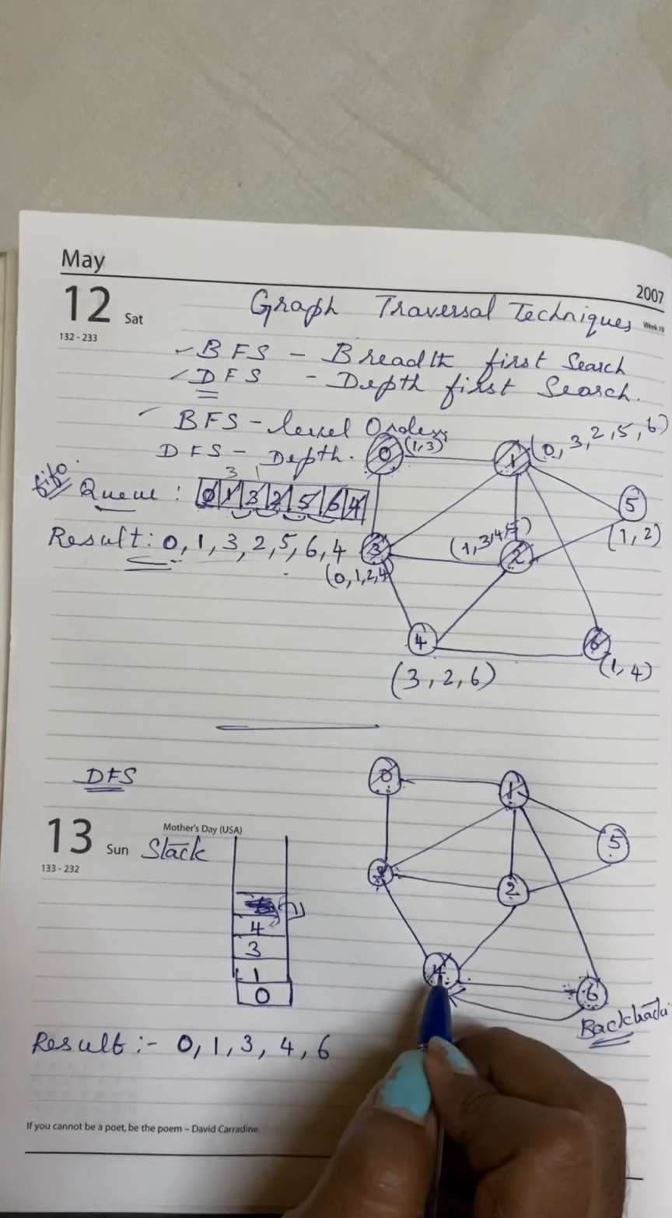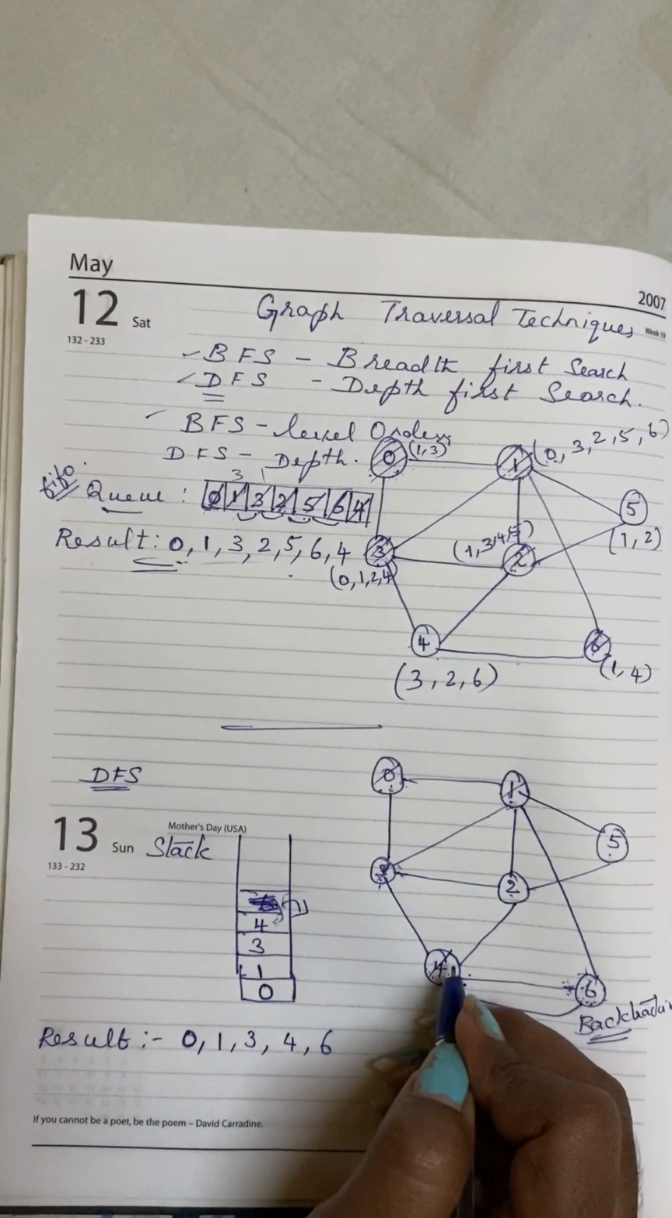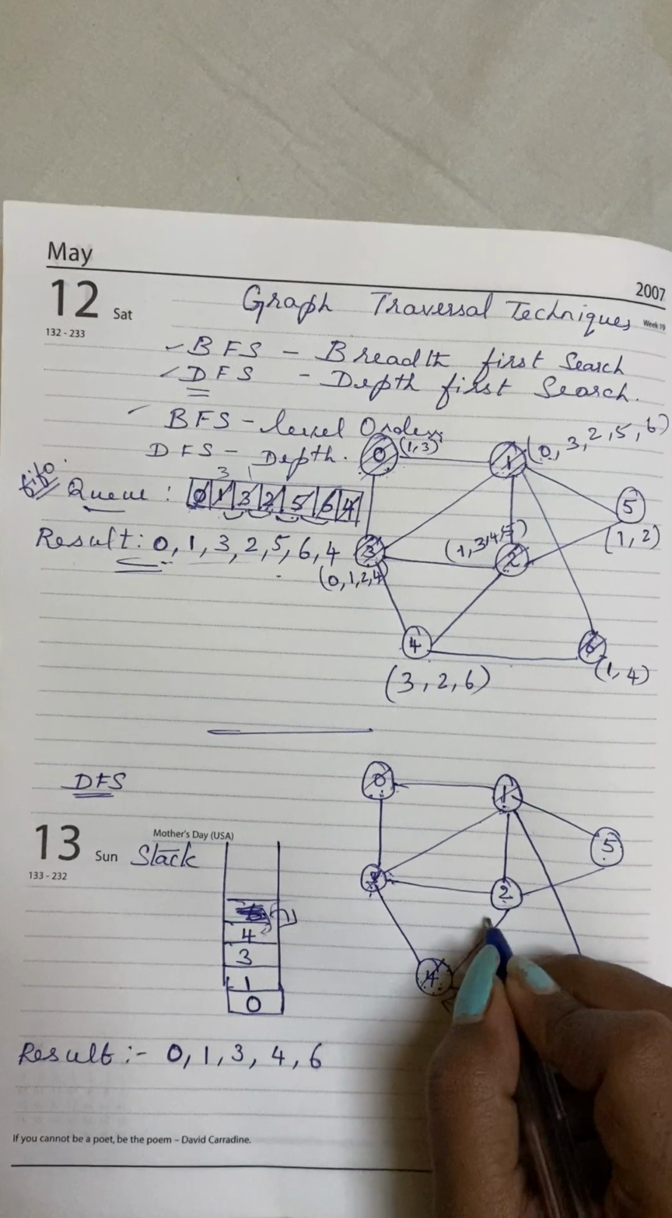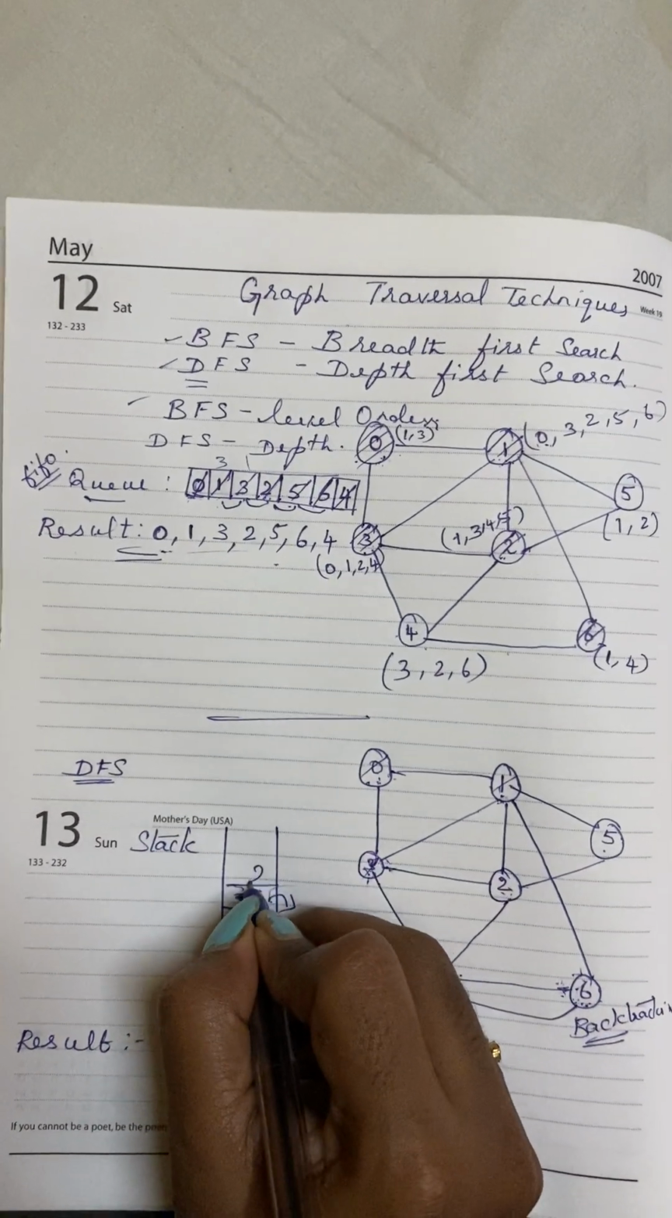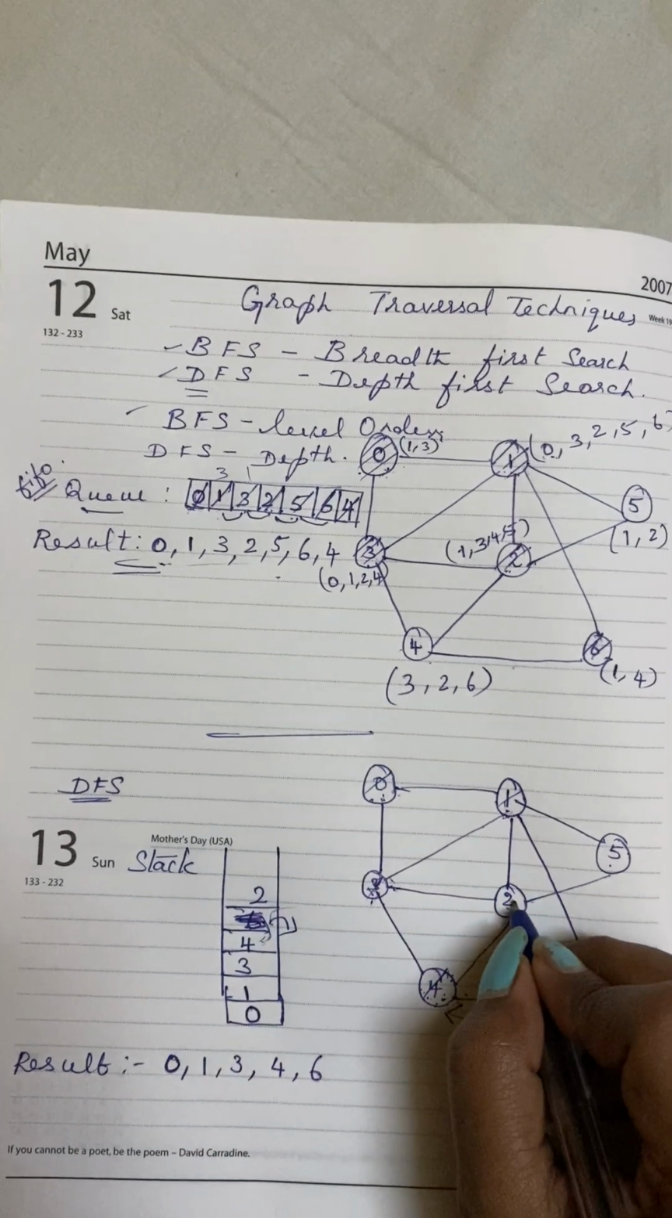Okay, 6 has also been visited. Now 2 is only left over. So what you have to do? You are moving to 2. You are pushing 2 into the stack. Now we are visiting 2.